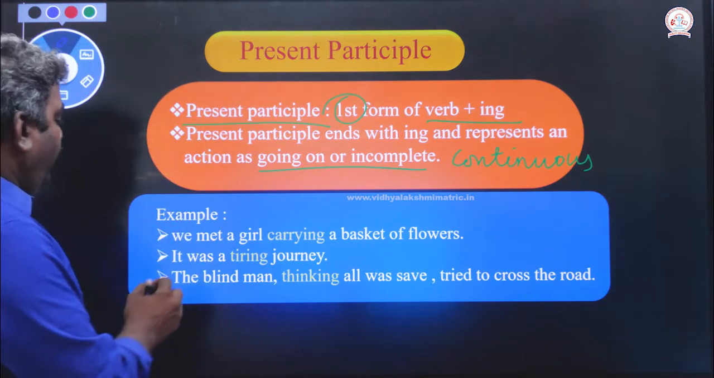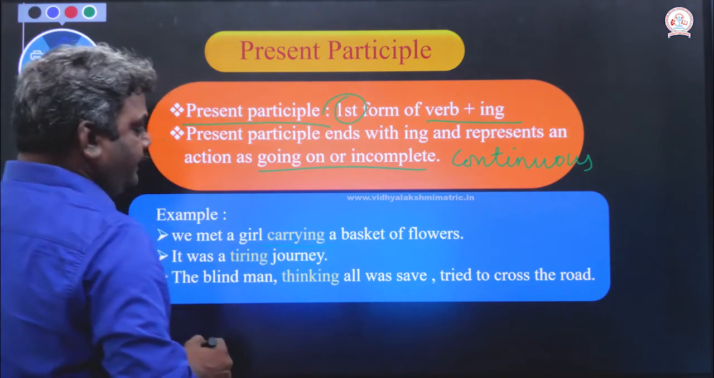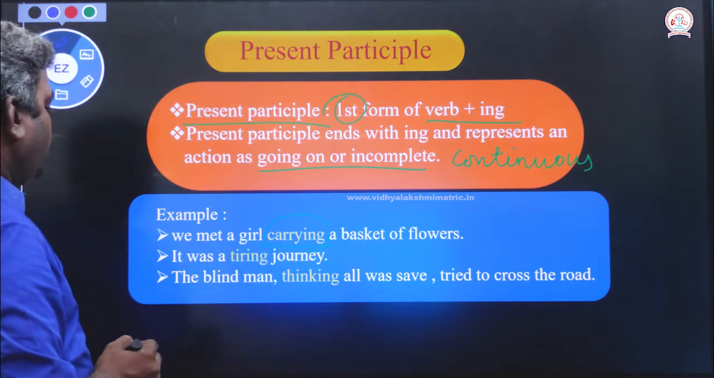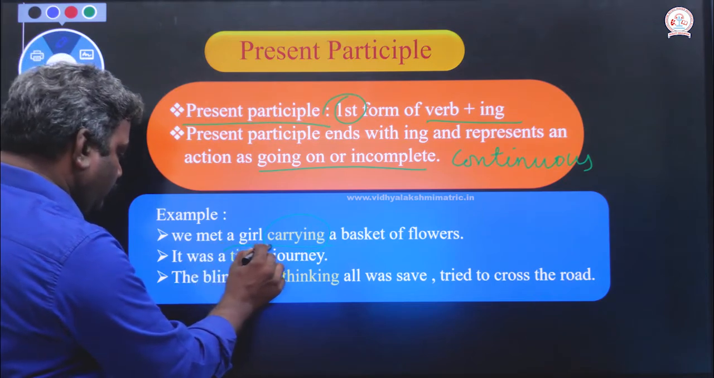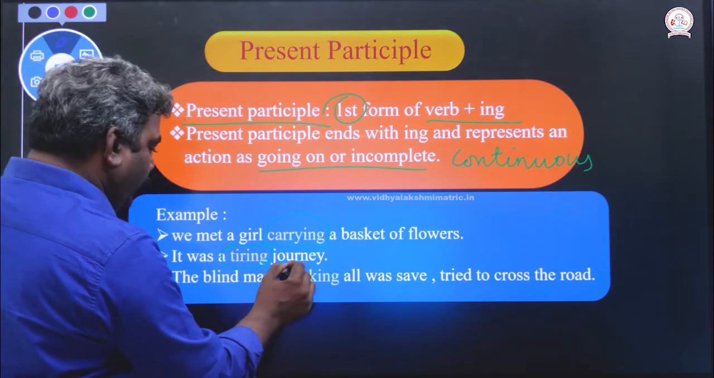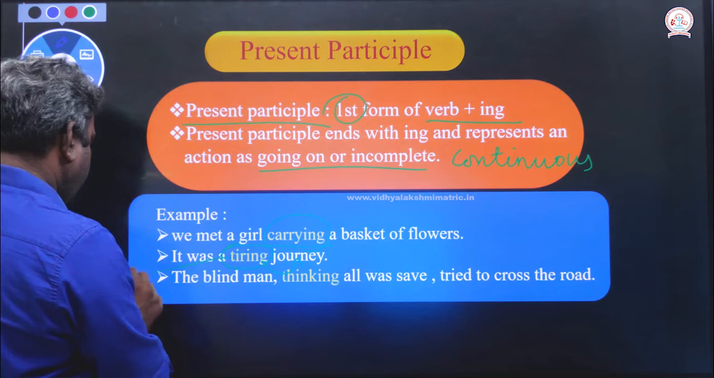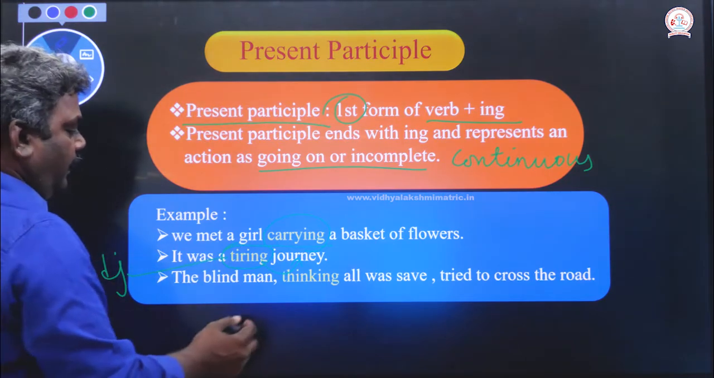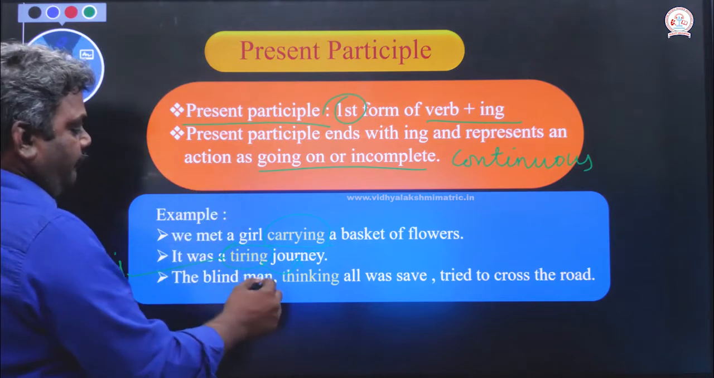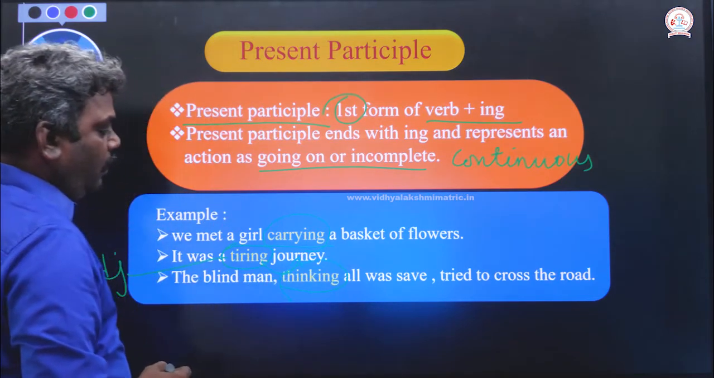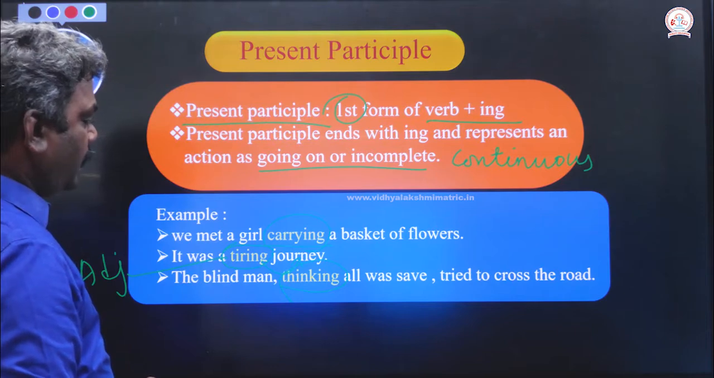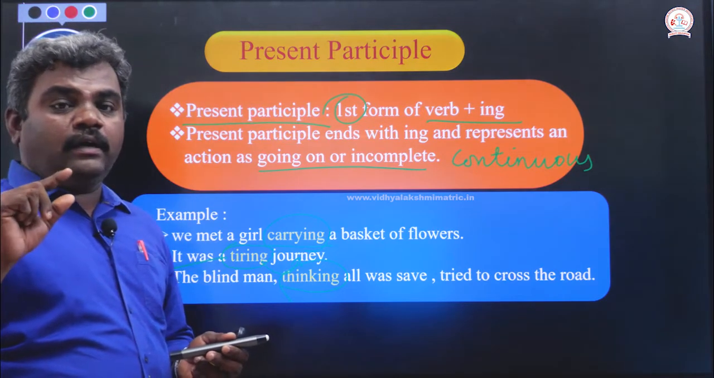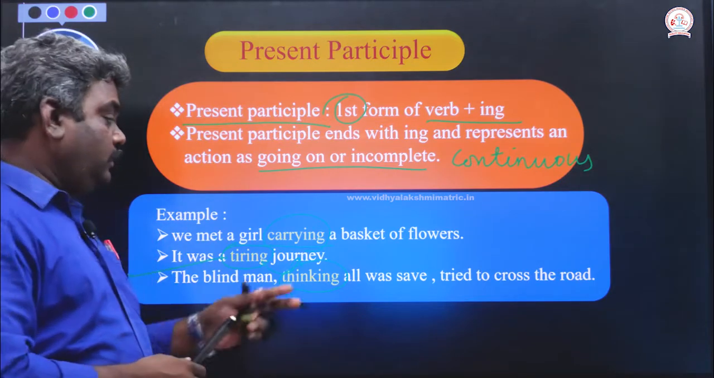Next, "We met a girl carrying a basket of flowers." Okay, "It was a tiring journey." Look at this. The "tiring" qualifies the journey. This is an adjective. "The blind man is thinking", "all was saved", "tried to cross the road". So it can function as a verb as well as an adjective.